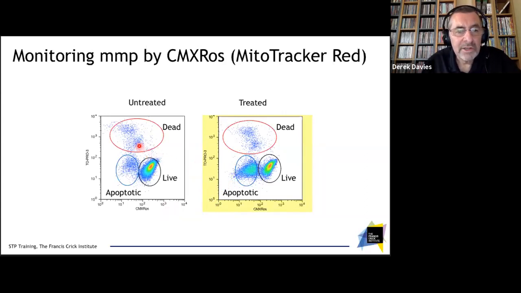But you'll notice that in these two plots, there's probably not a very big difference in the percentage of cells that are dead. So if I just use my TOPRO3 fluorescence as a marker of cell death, I'd say, well, nothing has happened here. But because I've added the CMX ROS, I know that a very high percentage of my cells that are not yet permeable to TOPRO have already entered apoptosis, or at least they've already lost mitochondrial membrane potential.